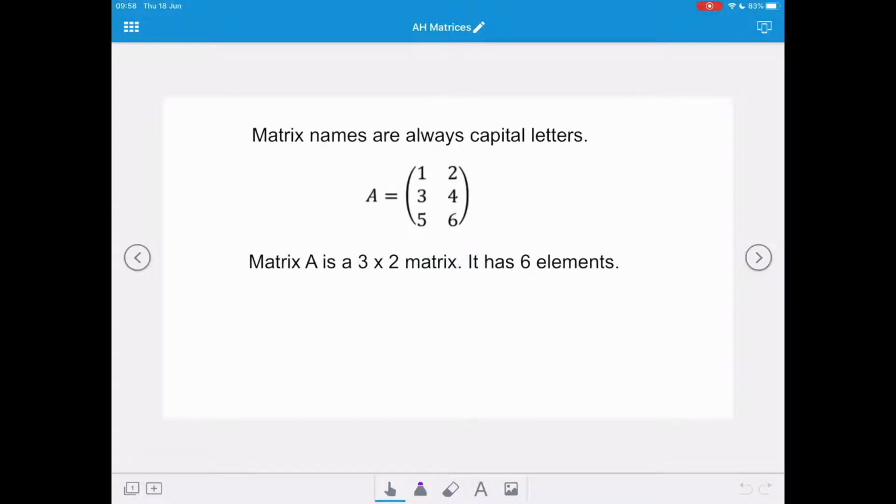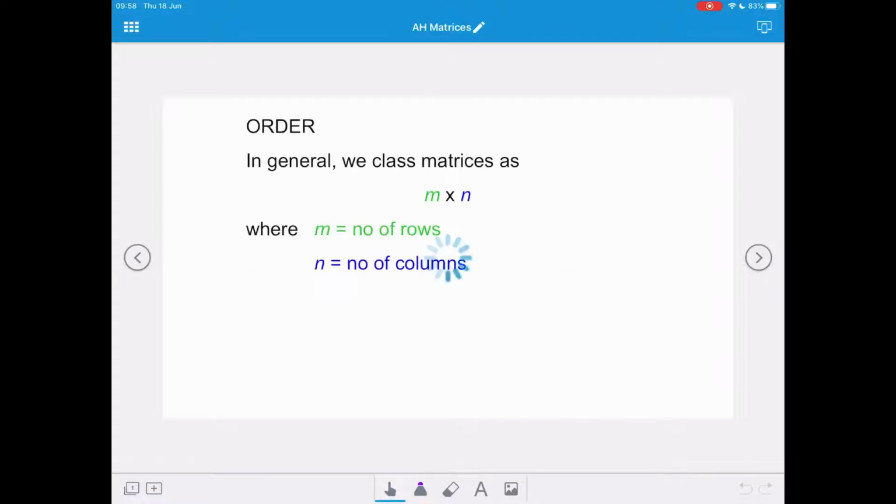Matrix names are always capital letters. So here we've got the matrix A equals 1, 2, 3, 4, 5, 6, and matrix A is known as a 3 by 2 matrix, and it has 6 elements. So when you're asked about the order of a matrix, in general we class matrices as m by n, where m equals the number of rows and n equals the number of columns.